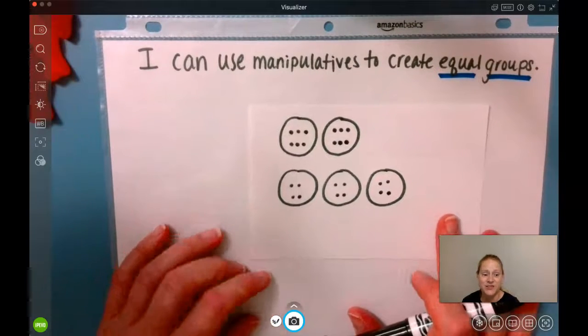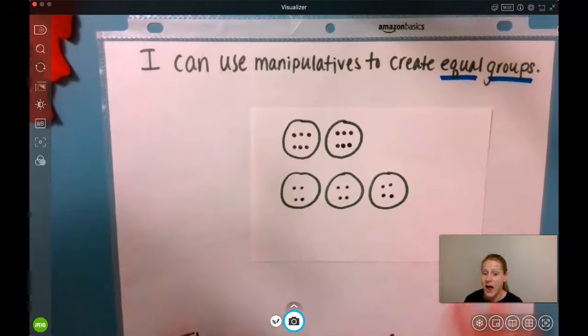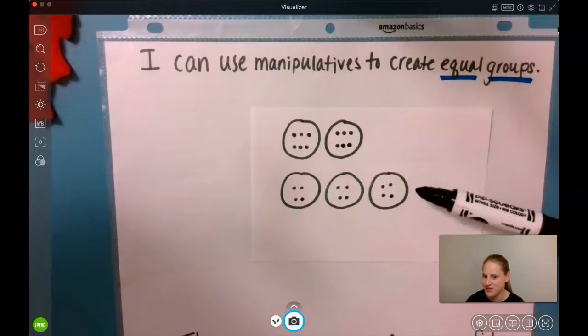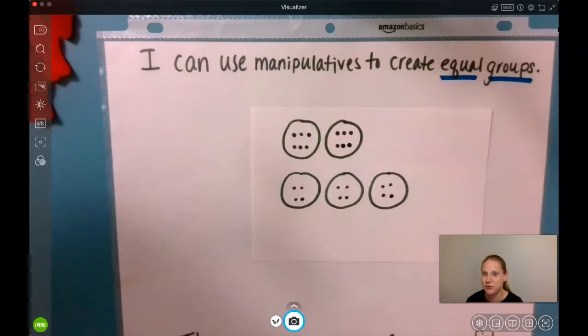Nice job, scholars. I have a challenge for you. I want you to try arranging your 12 counters in a different way. See if you can come up with a way that's different from this way and different from this way. Show me thumbs up when you're ready.